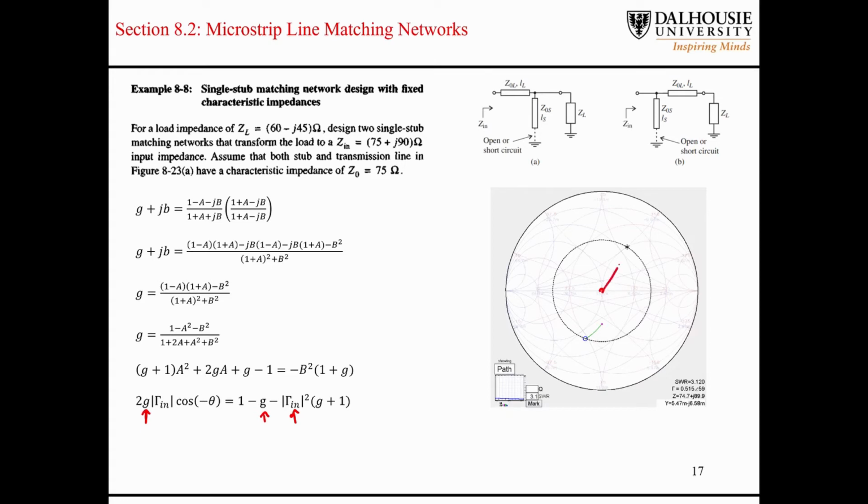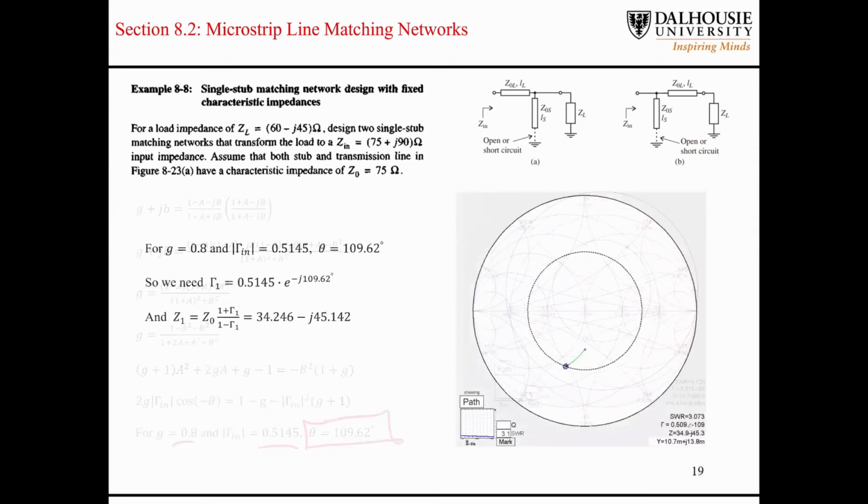That's going to be the distance from here to here. That represents the VSWR circle of 3.1, and we know G. So that allows us to solve for this angle. When you plug in these values, you end up with the following angle. An angle of 109 degrees represents a reflection coefficient that goes from the center of the Smith chart to Z1, and the angle here is going to be negative 109 degrees.